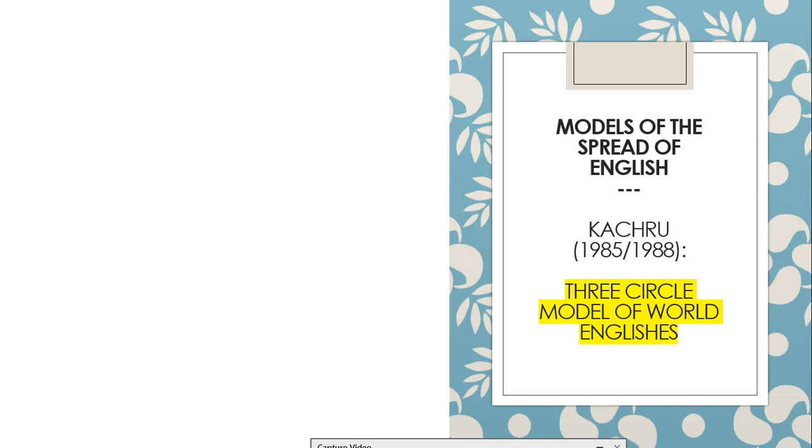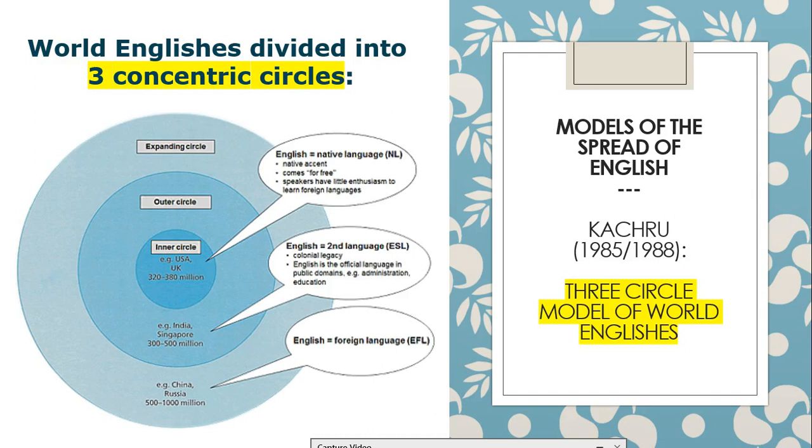Okay, there are some types of models of the spread of English, but I want to talk about the case of Kachru with his 3 circle model of World Englishes. He divided World Englishes into 3 concentric circles. The first of these circles would be the inner circle. It represents English as a native language. It consists of the traditional English-speaking regions where English has spread demographically through the immigration of English-speaking peoples to the lands, and where English is the primary language of its current populace.